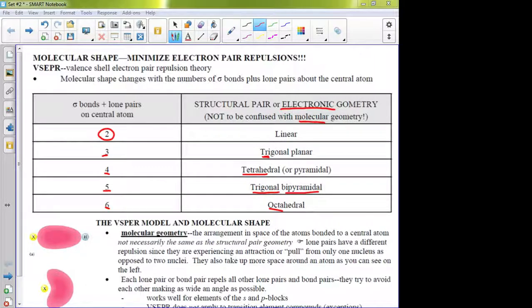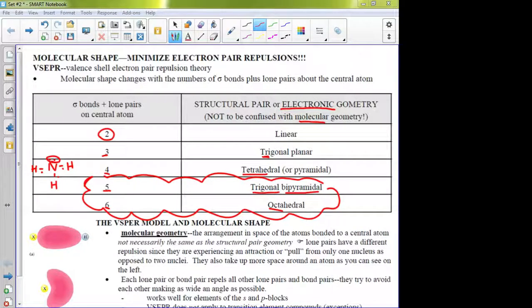Now, what do I mean by this? Let's say we have NH3. If I draw NH3, how many areas of electron density are around the nitrogen? 4, right? 1, 2, 3, and then this lone pair of electrons counts as 4. So the electronic geometry of this would be what? Tetrahedral. Do we see that? Yes. Okay, because there's 4 areas, so it would be tetrahedral. Now, is that the shape of it? No, that's just the electronic geometry. Does that make sense?